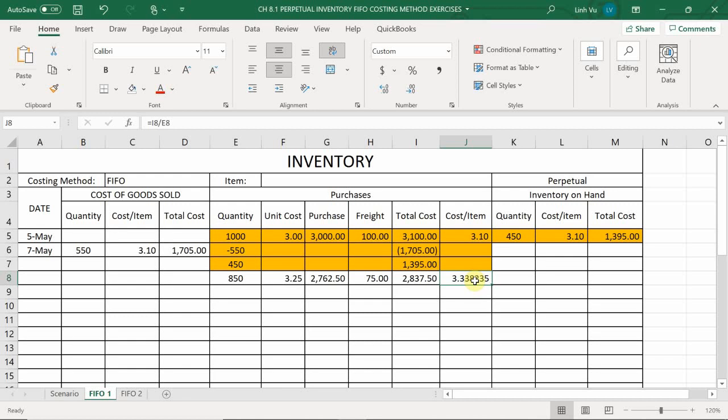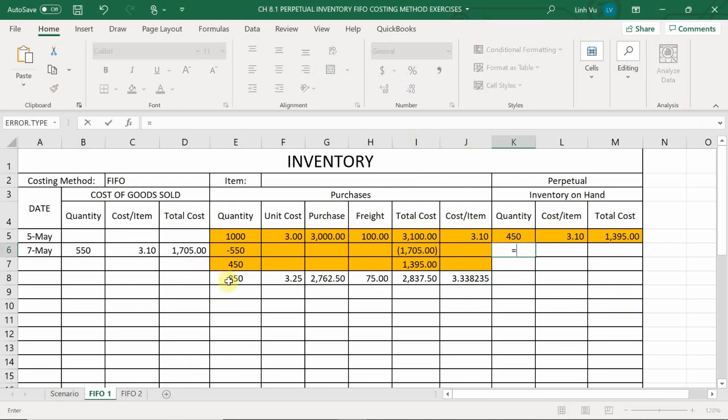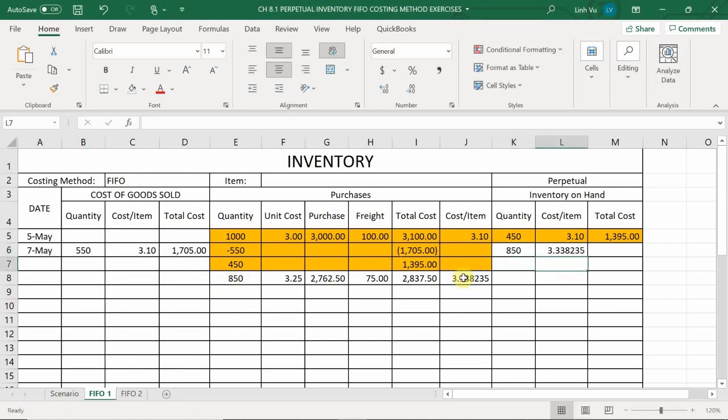Keep this number unrounded, because once again, if we're selling units at a large scale, you don't want to under or over cost yourself. So let's just keep this the way it is, 3.3382353. Okay, we'll keep that number there. Now we're going to carry this new batch of inventory over, because now we have a second batch of inventory.